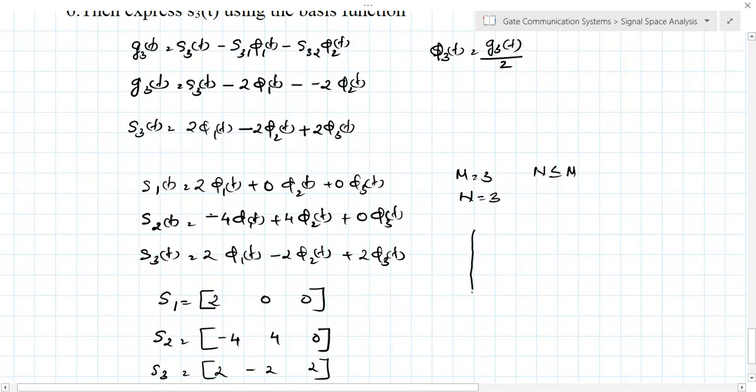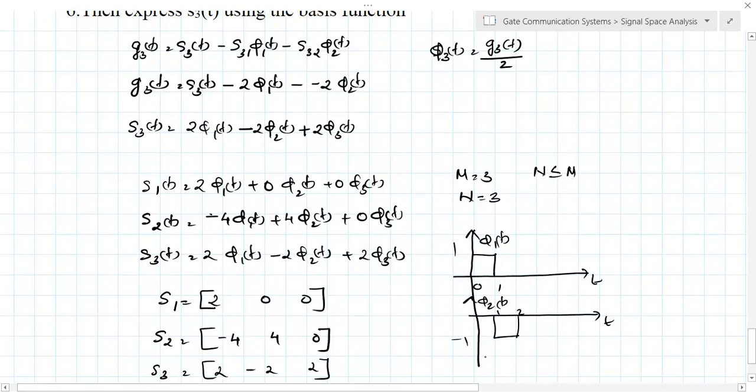So finally, you can plot all these signals. Phi1 of t is a signal which exists from 0 to 1 and the amplitude is 1. The second orthonormal function is phi2 of t, which exists from 1 to 2 and the amplitude is -1. And the third signal is phi3 of t, which exists from 2 to 3 and the amplitude is 1. Okay, these are the three basis functions. By using these three basis functions, we can represent the three set of energy signals S1, S2, S3.